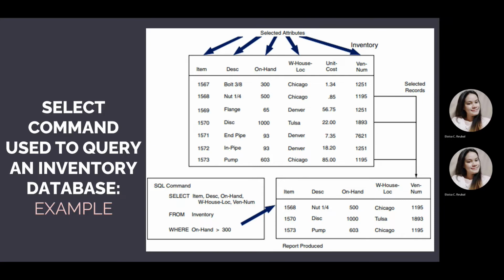On the bottom left, you can see the SQL command, which contains what to select, where the data will be gathered, and other conditions that need to be met. In our example, the SQL command selects the item, description, on hand, warehouse location, and the VIN number from the inventory of the data whose on hand value is greater than 300. On the bottom right is the report produced from the command, which came from the inventory records on the top table in our illustration.